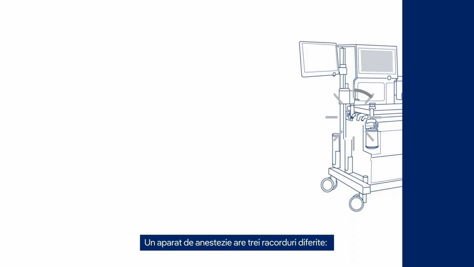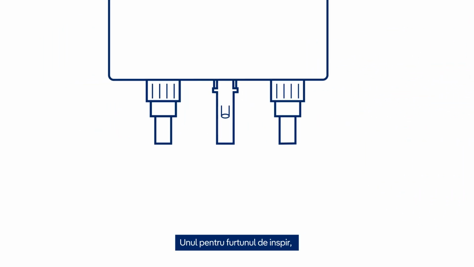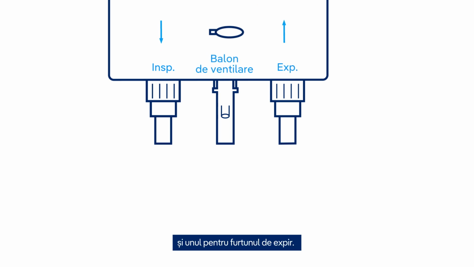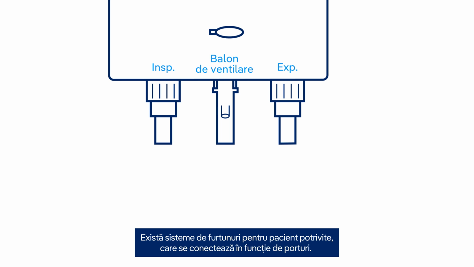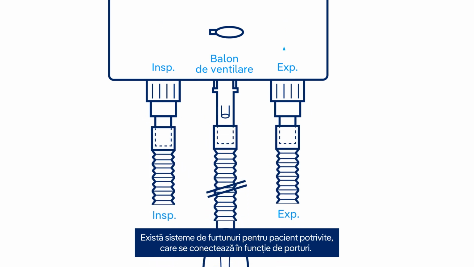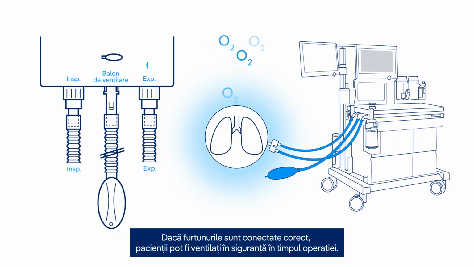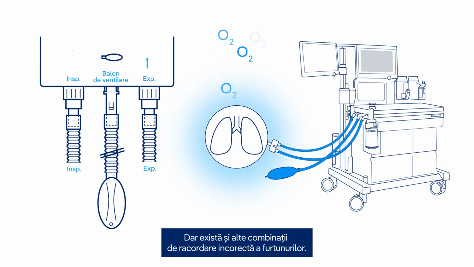An anesthesia machine has 3 different connections, one for the inspiration hose, one for the breathing bag, and one for the expiration hose. There are matching patient hose systems that are connected according to the ports. If the hoses are connected correctly, patients can be ventilated safely during surgery. However, there are also different combinations of connecting the hoses incorrectly.